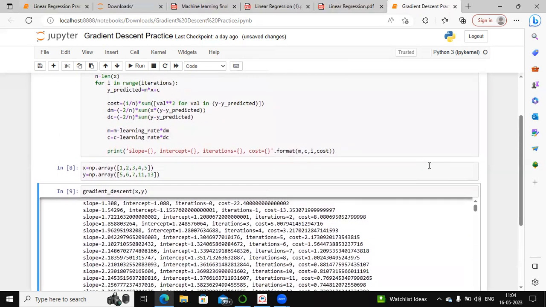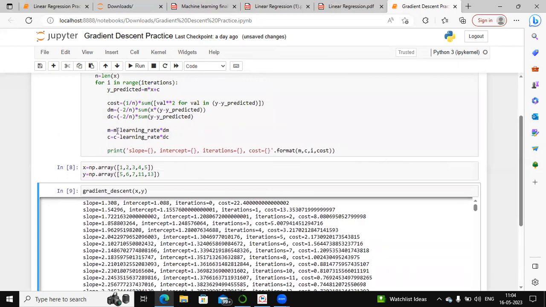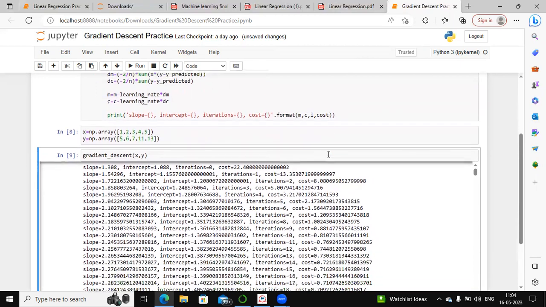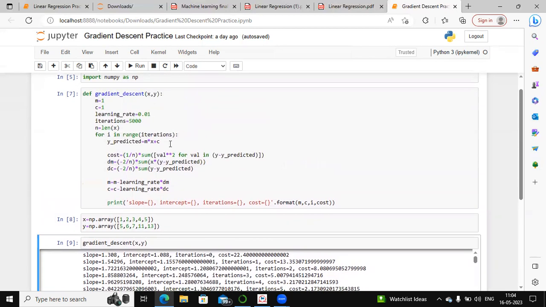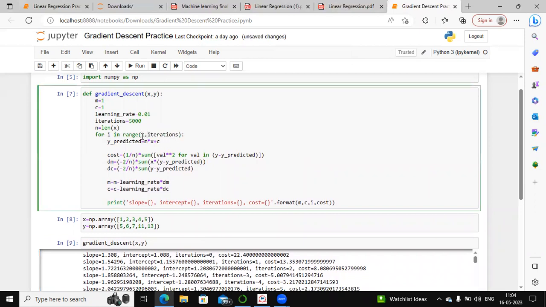So after one iteration, the slope m and c get changed, and then in the next iteration we have 1.54. This should be zero first; the zeroth iteration is our first iteration. In the next iteration, let me change from one iteration.